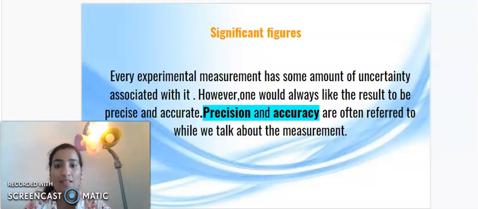So while doing the experimental measurement, there will be some amount of uncertainty associated with it. When we talk about uncertainty, there are two terms, precision and accuracy. The result is expected to be precise and accurate. So precision and accuracy are often referred to when we talk about measurement. Now what is precision and what is accuracy?